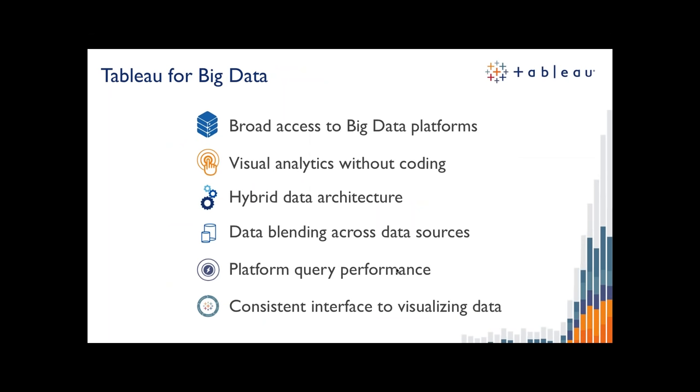The third is we have a hybrid data architecture, and what this means is we can connect to a data source live, or we can create an extract of that data and bring it into our in-memory data engine. We also allow the capability to blend data between different data sources. So say as an analyst, if you are connected to Spark and you want to mix data together from somewhere like Salesforce or an Oracle database, you can do so within our platform.